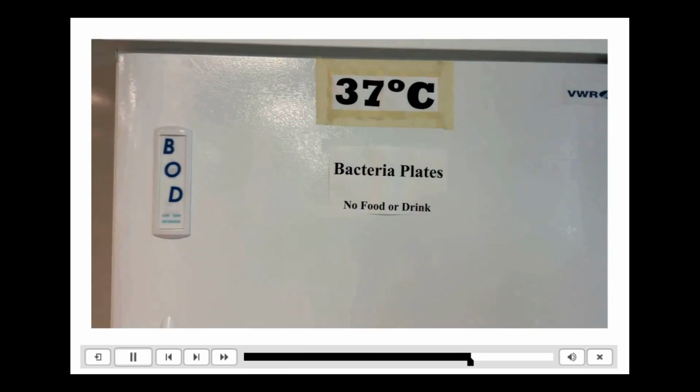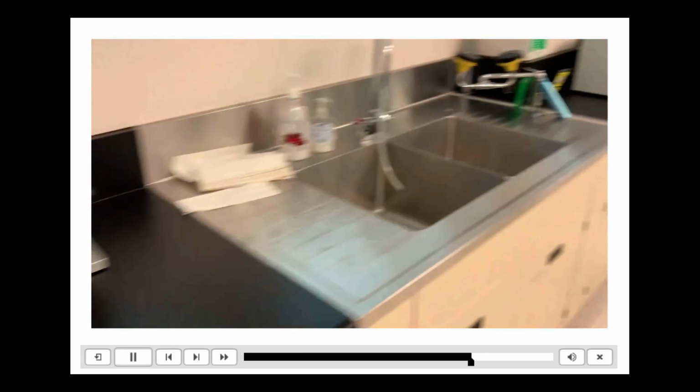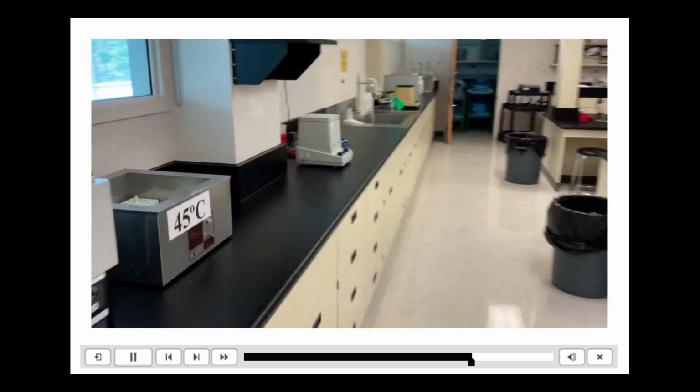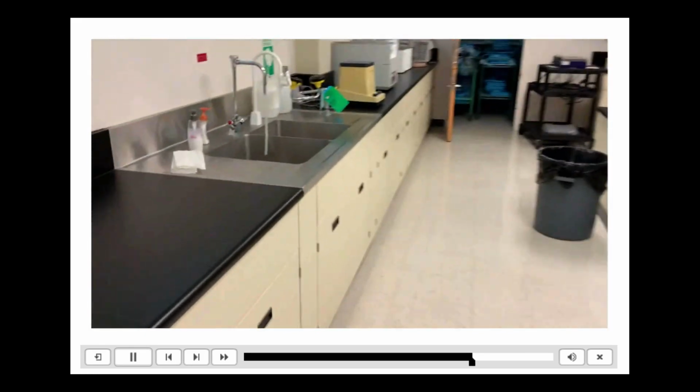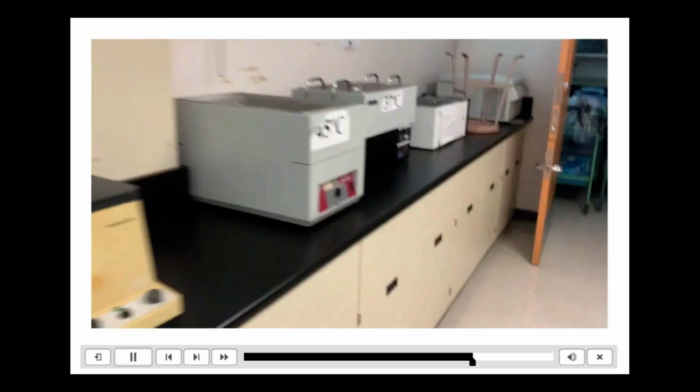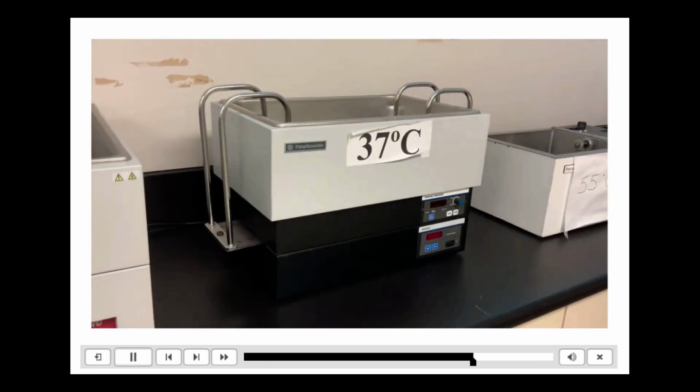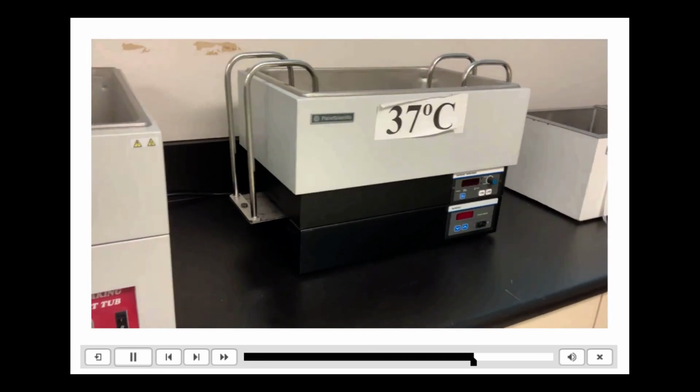So this overnight incubation at 37 is very, very different than our lag incubation, which is done in the 37-degree water bath for 15 minutes. So just make sure you don't get those mixed up.